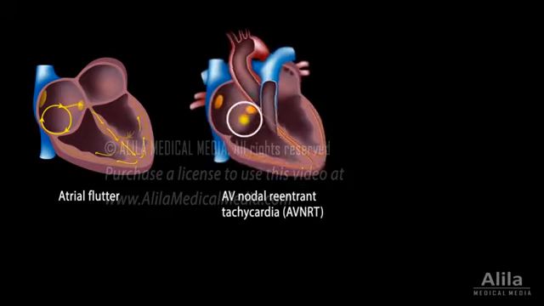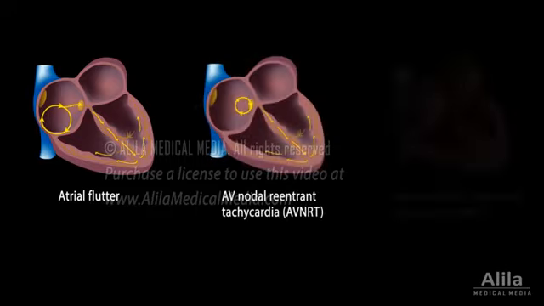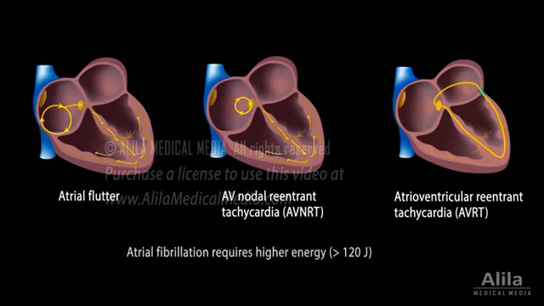Electrical cardioversion is most effective in treating arrhythmias that arise from a single reentrant circuit, such as atrial flutter, AV nodal reentrant tachycardia, AVNRT, or atrioventricular reentrant tachycardia, AVRT. Arrhythmias that result from multiple circuits typically require higher energy shocks to be treated successfully.